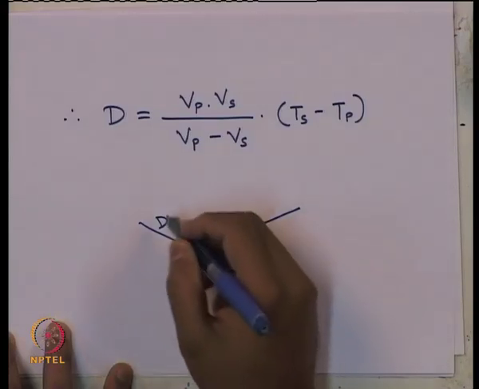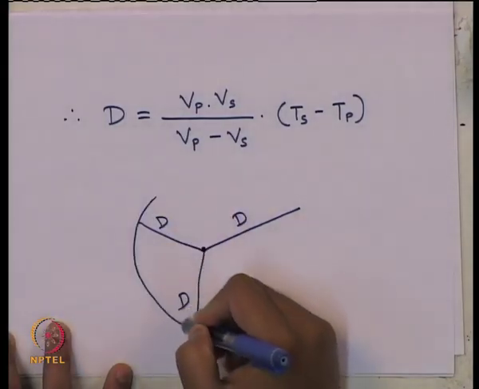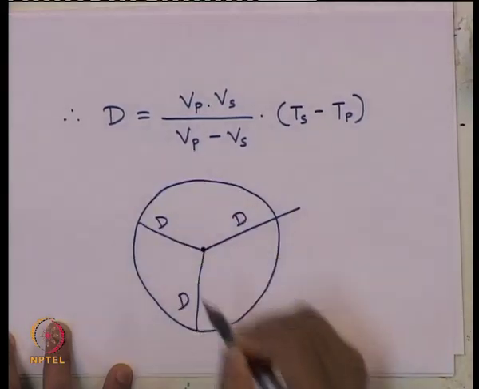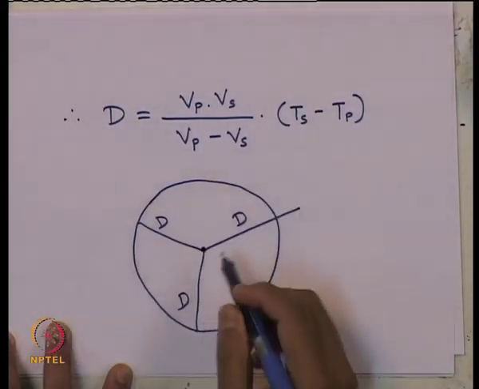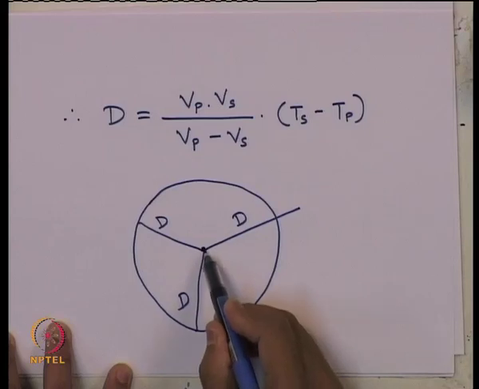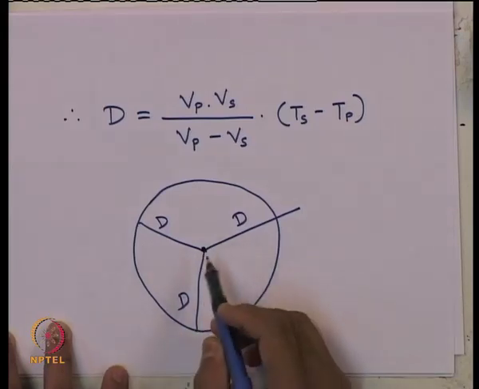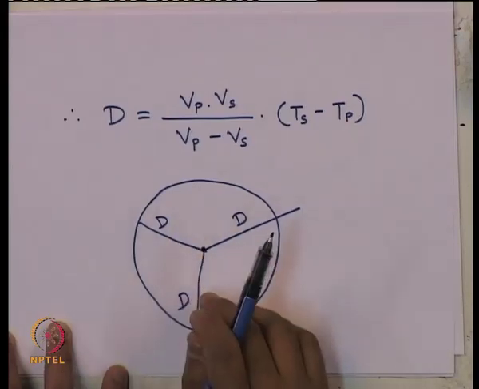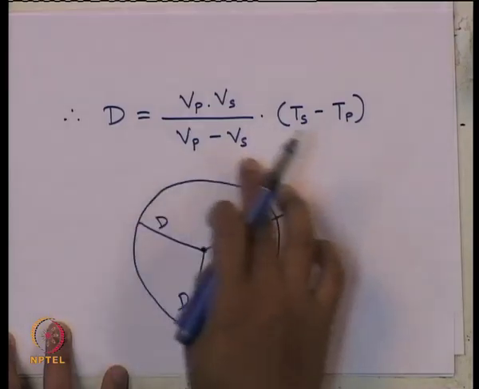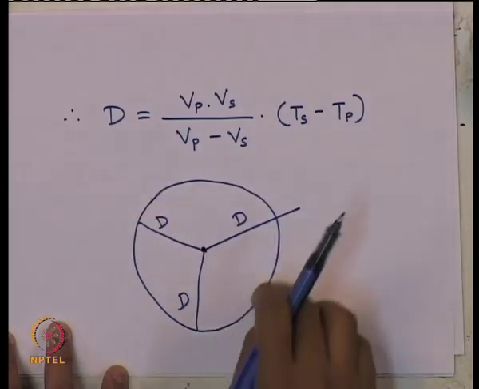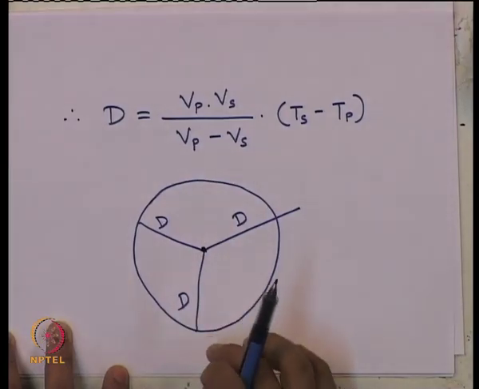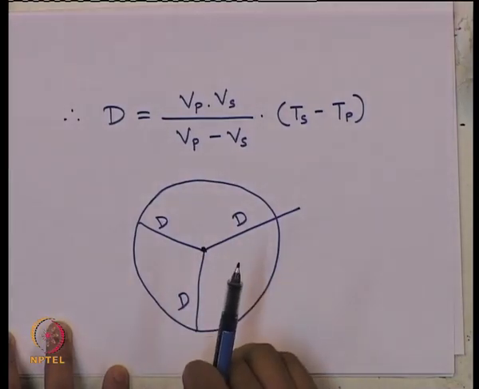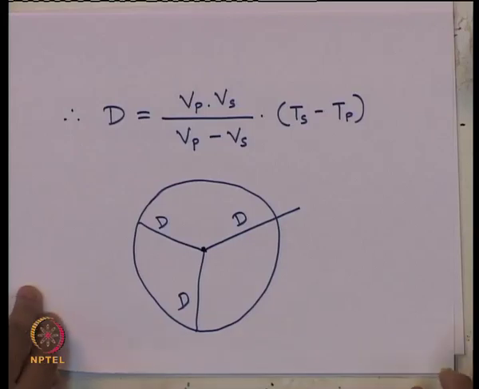So, it can be at any distance d. If we draw a circle taking that seismological recording station as the center on a graph paper, with a radius d, within that periphery any point can be the possible location of an epicenter. Now, how to locate an exact location?